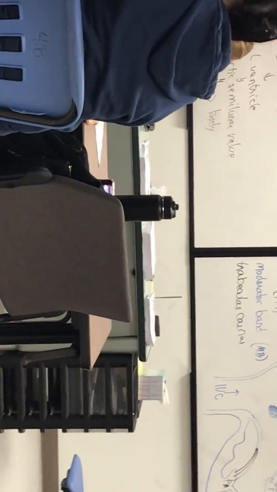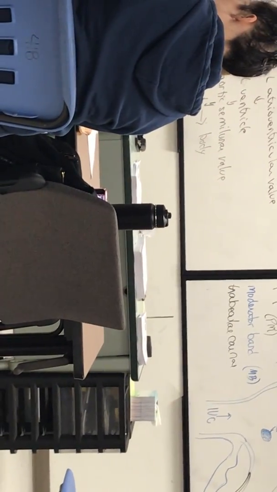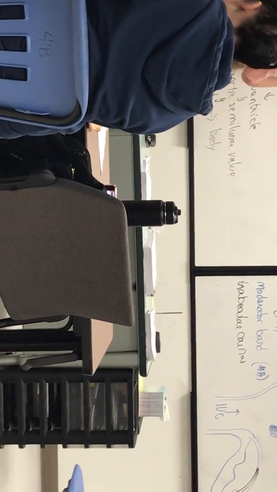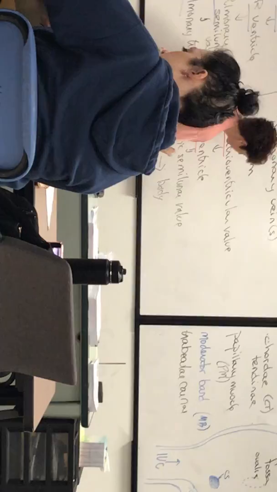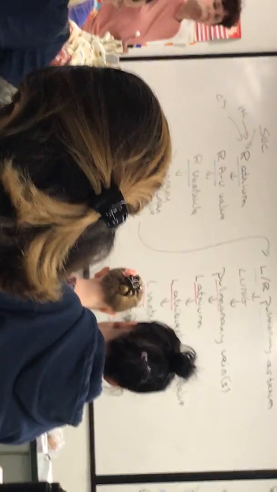Every part of the body except the alveoli of the lungs. So this is its pathway after it picks up oxygen. Okay? So if we're following just one blood cell, it can only be in one place at a time.